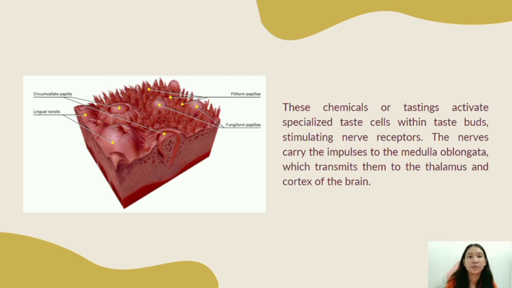The receptors transmit signals to the facial, glossopharyngeal, and vagus nerve fibers. The nerves carry the impulses to the medulla oblongata, which transmits them to the thalamus and the cortex of the brain.